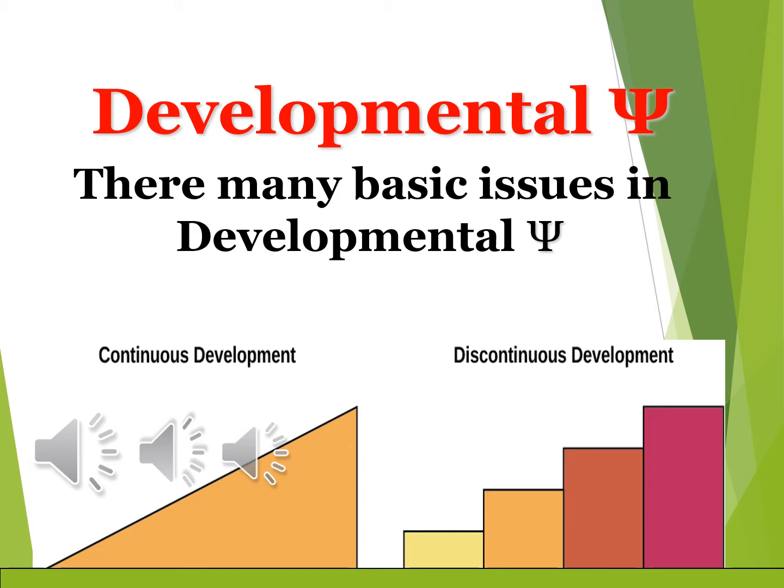We're going to start by examining three basic issues in developmental psychology. The first is whether development in its nature is continuous or discontinuous. Continuous implies that there's no substantial difference from, let's say, day to day, week to week, month to month, year to year. Discontinuous, on the other hand, suggests that there are distinct differences.